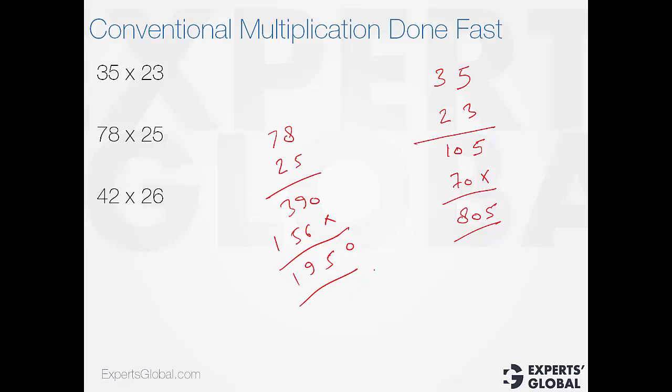42 into 26, 6 into 42 would be 252, comes here. 2 into 42 would be 84. So it turns out 1092. That would be the value.